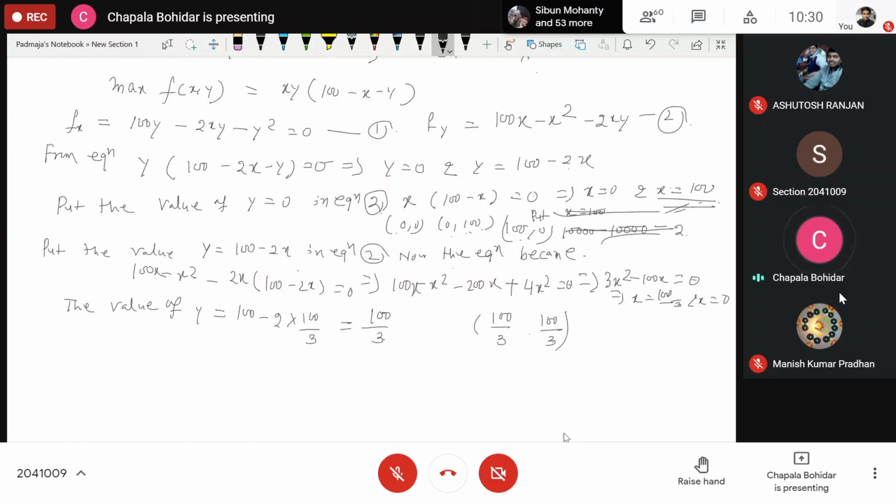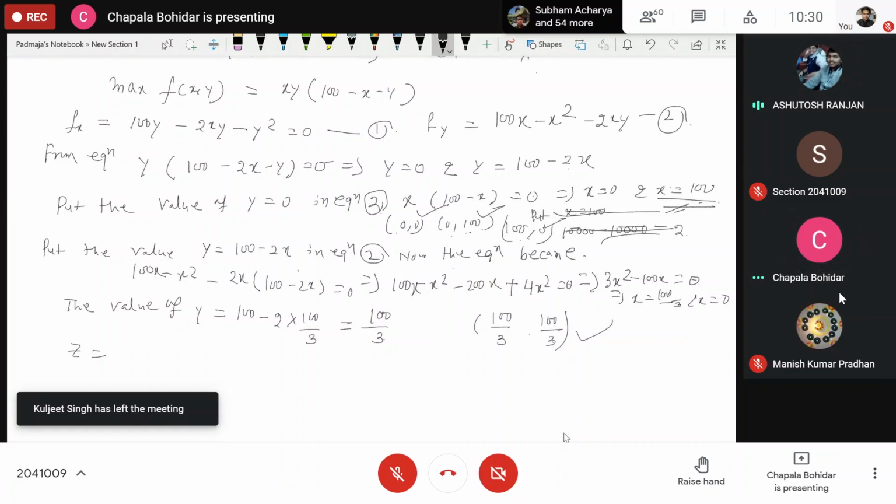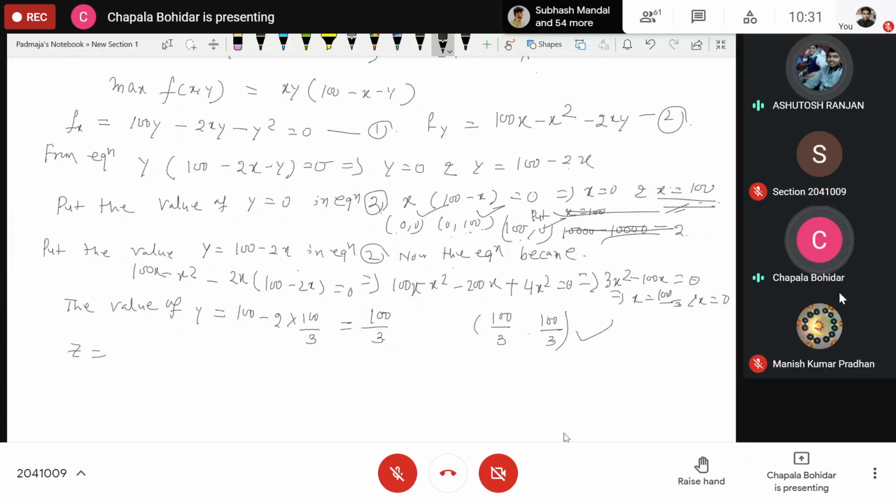Okay. So these are all the critical points. So now what is the value of z? Ma'am, the number is positive, so we will consider zero. We cannot consider the negative value. Zero we can consider. 0 is a positive number, na?